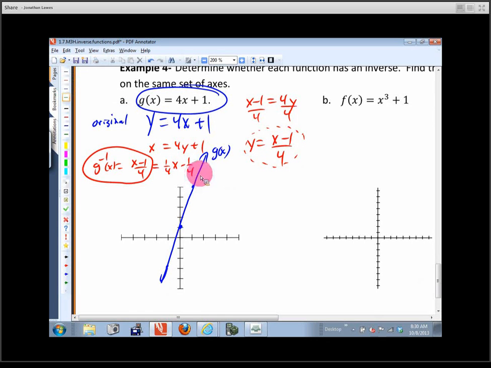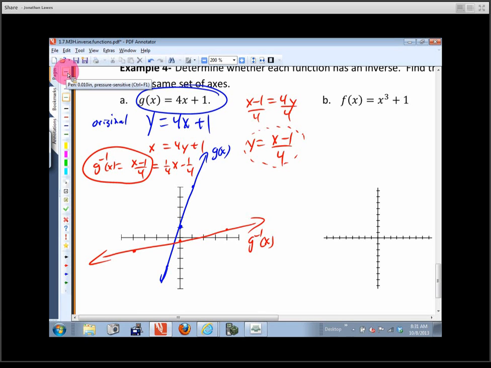Crosses at negative 1/4, so about right here, and has a slope of 1/4. So a little bit careful on this with the fractions. I'm going to rise 1, that's going to be just under 1, okay? And I'm going to go over 4, so that would put me about right here. If I go down 1, that would just put me a little bit under negative 1, and then I'm going to go back 4, so that's going to put me about right there. And then I draw a line connecting those, and this is g inverse of x.